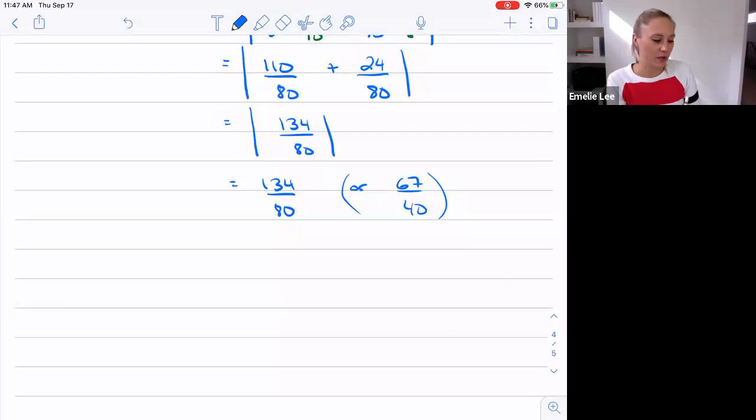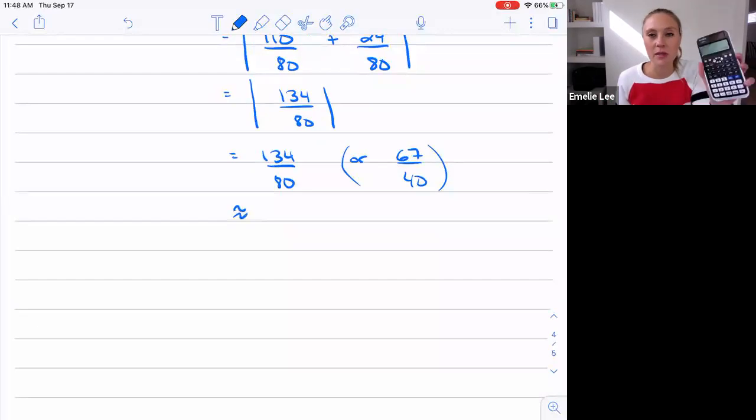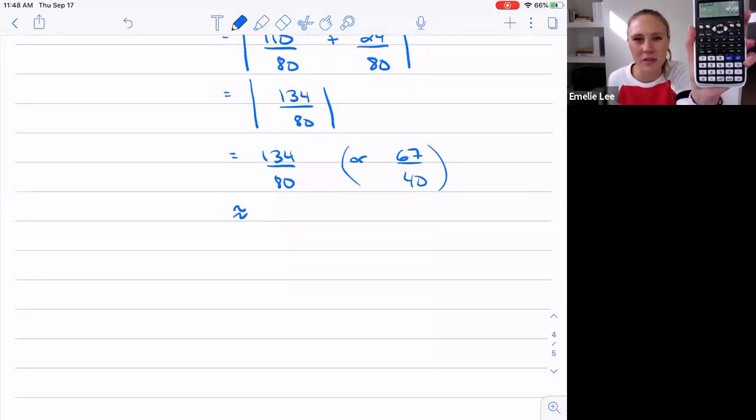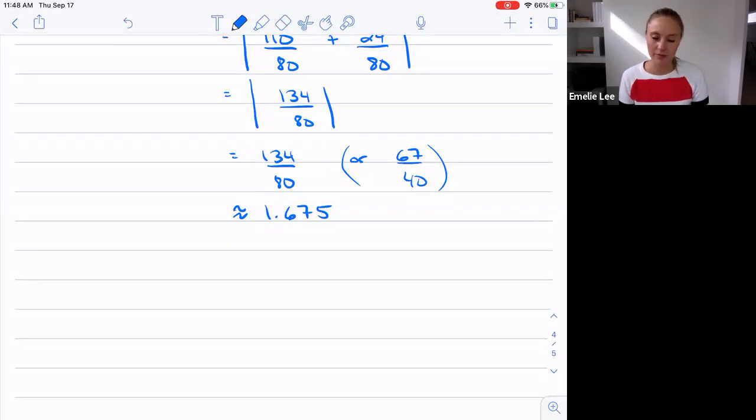Good. So if we do that on our calculator, which is approximately equal to, right, as soon as I'm talking about a decimal, so I don't know if you can see there, I do approximately equal to 1.675. Nice. So either way, we should get to 1.675. Okay. Good. Nice. All right.